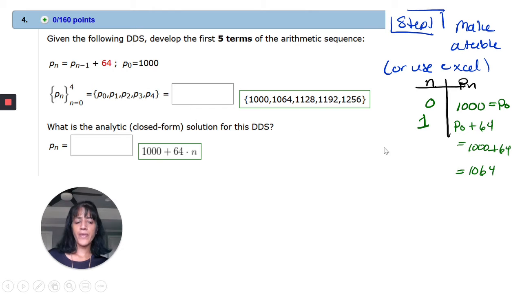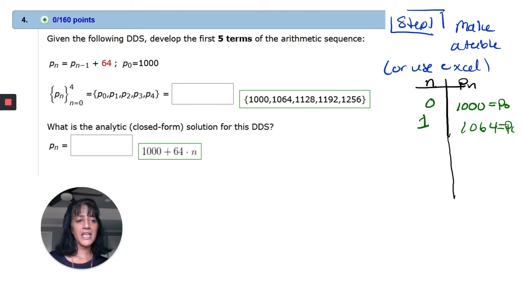The second one I find by plugging into the DDS. The DDS says Pn is the previous one plus 64. So the previous one was 1,000 plus 64. I get 1,064. And if you notice, the answer is correct because I compared it to what I did and they got the same thing. I like to recast things positively. All right, so that's my P1. P sub 1 is 1,064.